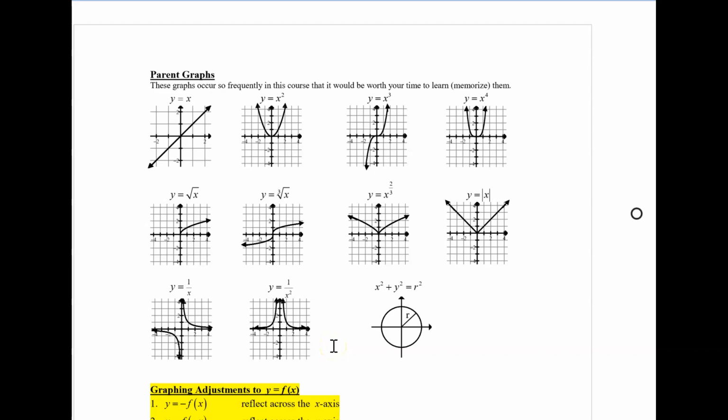Hello, welcome to this video, the last video for 1-2, so 1-2B, and in this video we're going to specifically talk about graphing adjustments. And this kind of stems from your parent graphs or your parent functions. And these are some things that you're just going to have to be familiar with and memorize.